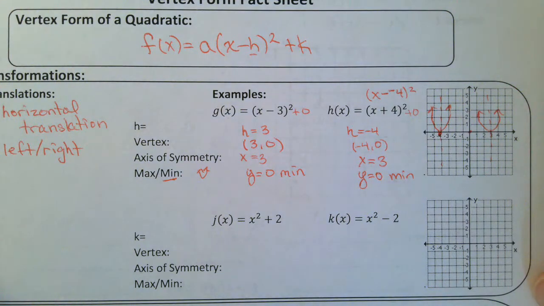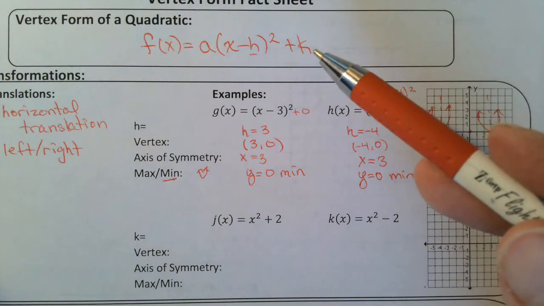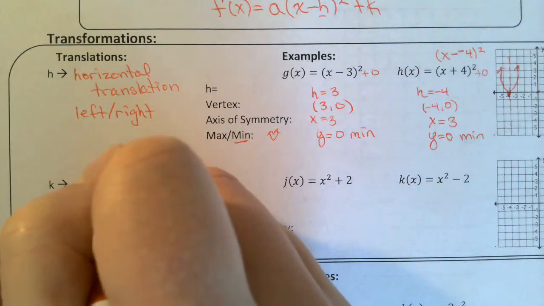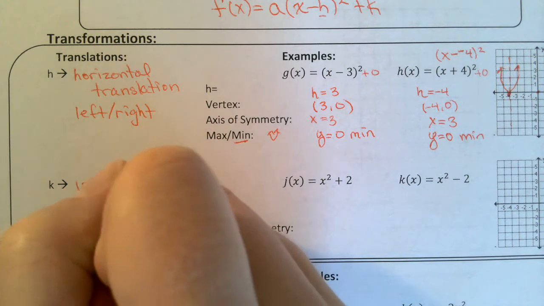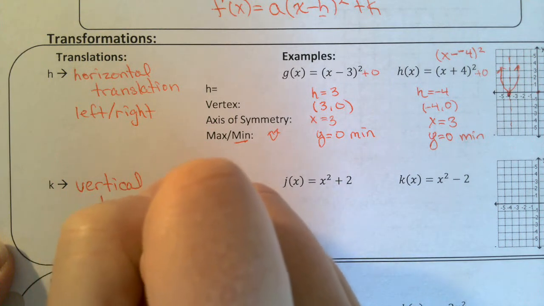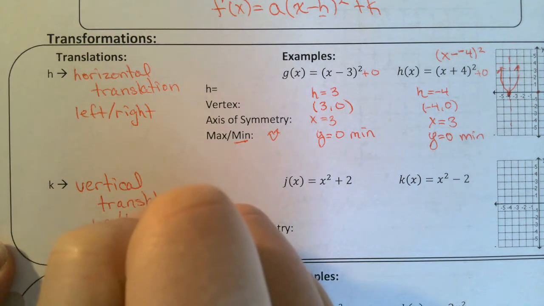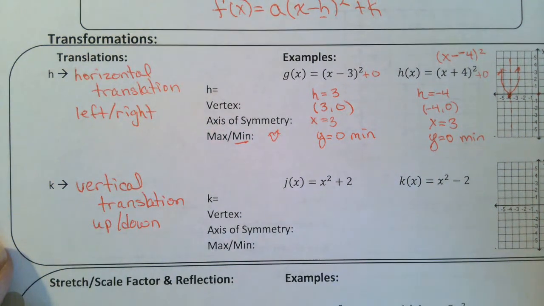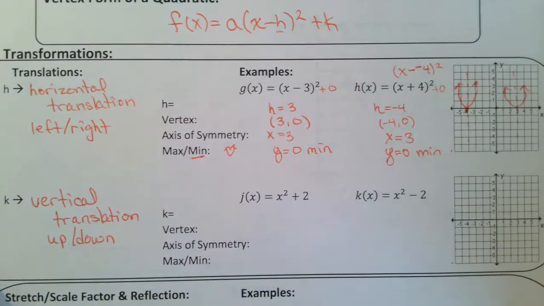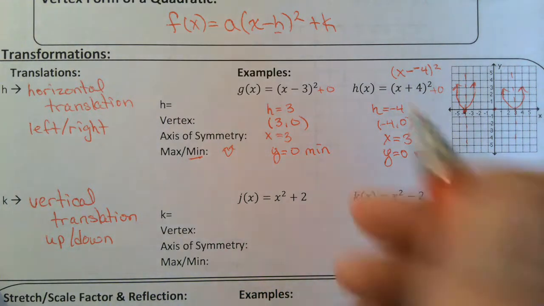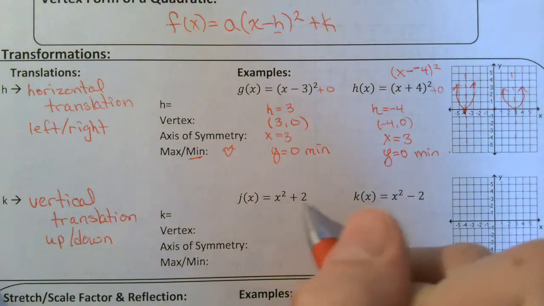Okay, so the next one I want to talk about is k. What does k do? Well, k moves it up or down, so k is a vertical translation, which means it's going to move it up or down. So I've pretty much broken down each idea. So when I look over here, notice there's no h. There's no value paired with x that's squared with it. Nothing added or subtracted from x, but it's added on the end.